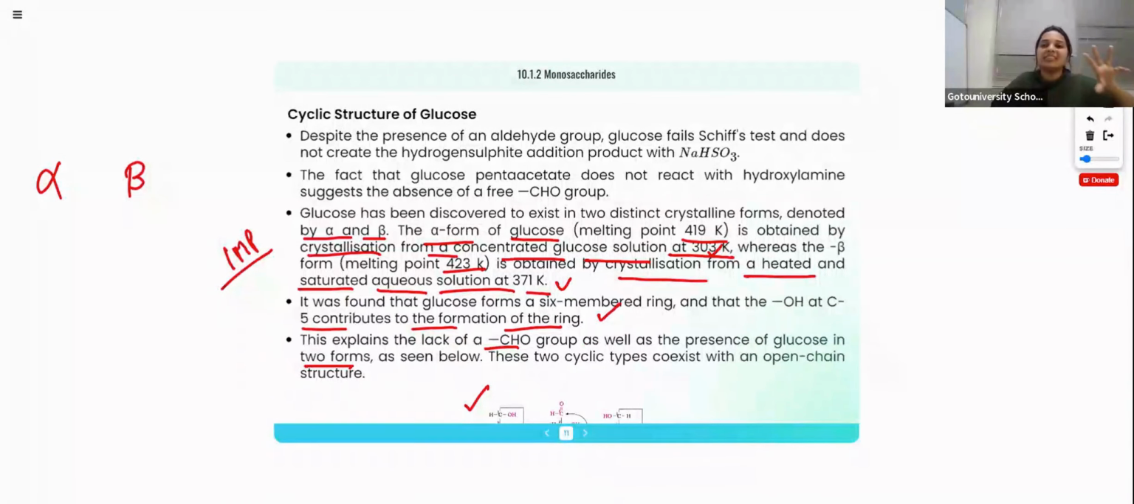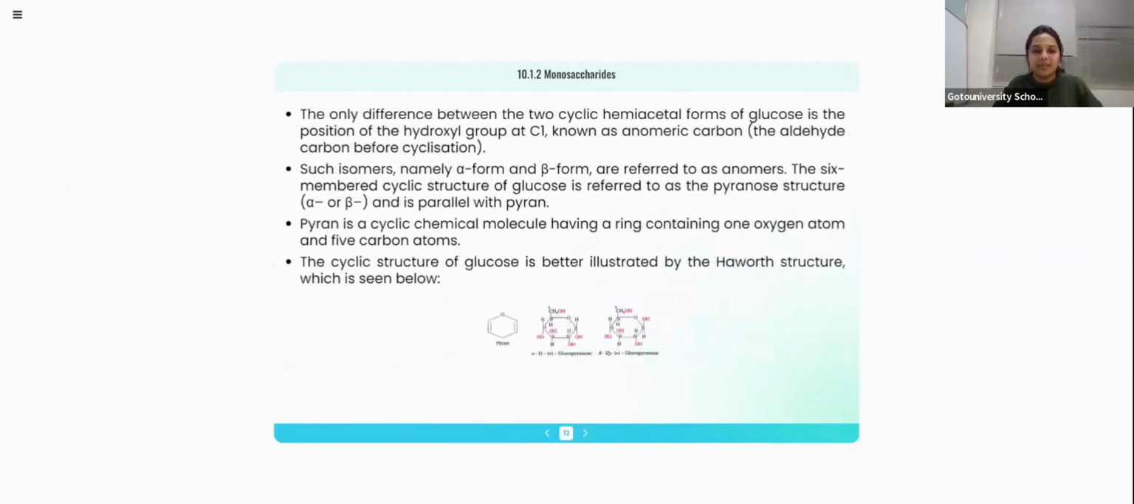Okay, so you have to know the cyclic structure also. That is very important. The only difference between the two cyclic hemiacetal forms of glucose is the position of the hydroxyl group at C1, known as the anomeric carbon. You remember acetal and hemiacetal, right? So the two hemiacetal forms of glucose are where they are changing at C1, the first carbon.